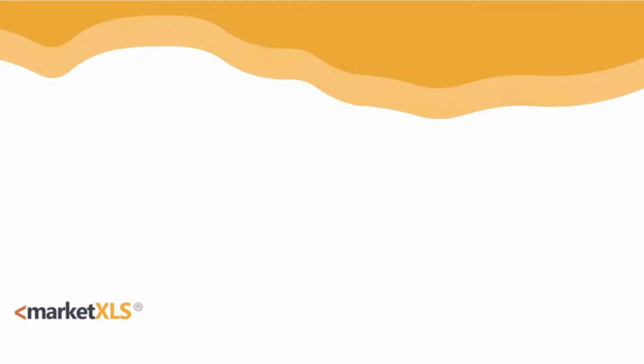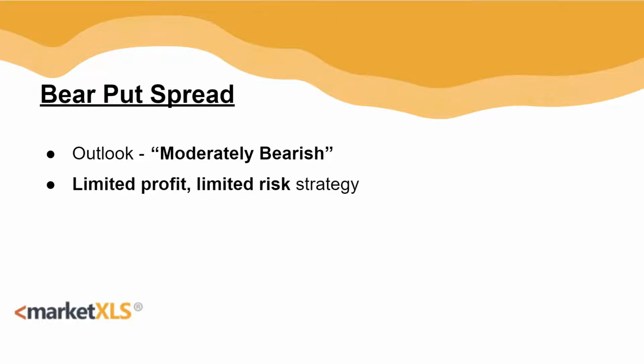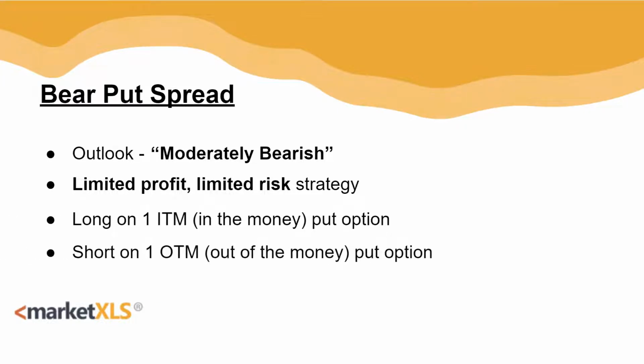A bear put spread is best implemented when you expect the underlying security to go down moderately in the near term. A bear put spread strategy is a limited profit and a limited risk strategy. So what we do in this strategy is that we go long on one in the money put option and go short on one out of the money put option of the same underlying security and expiration date.